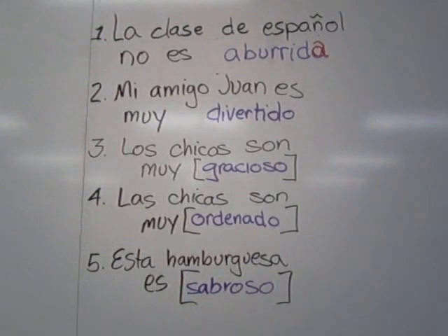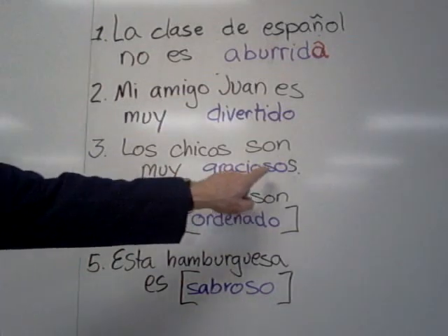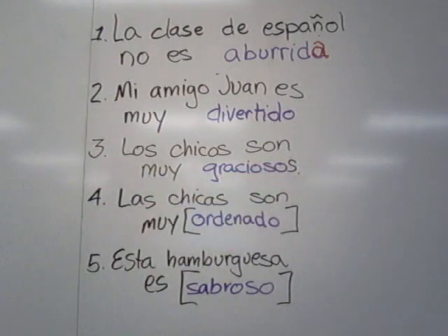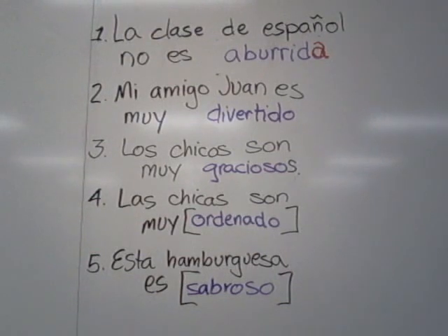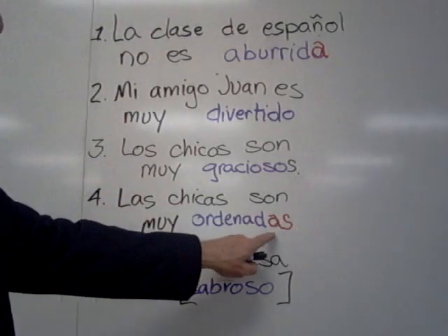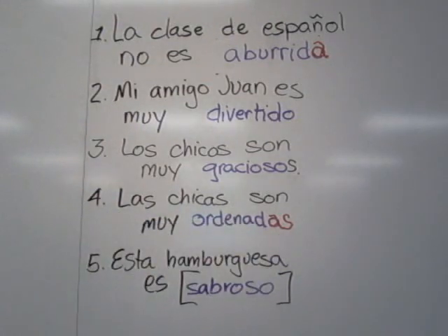Los chicos son muy graciosos. Remember, we've got more than one boy, so it has to have an S on the end, just an S, because gracioso ends in a vowel. Number 4, las chicas son muy ordenadas. Chicas are feminine, and so we have to change it to feminine, and there's more than one, so we put an S on the end. The girls are very orderly or organized.